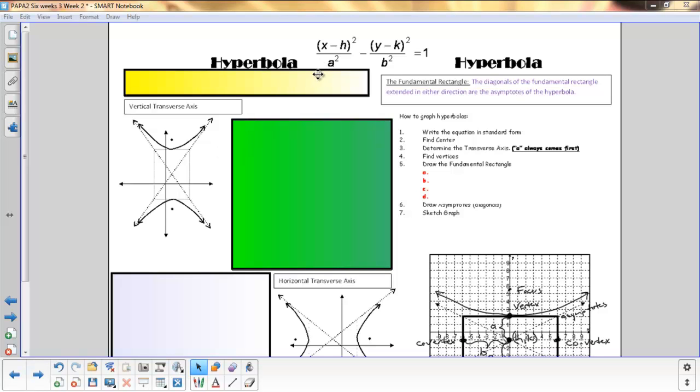All right, welcome to Hyperbolas. We're going to go ahead and take a look at all of the parts of a hyperbola.